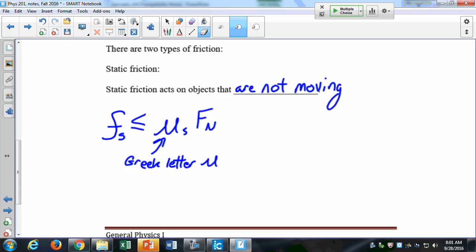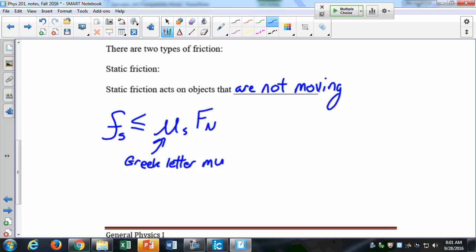Mu. It looks like an M, but it's not an M. It's like a U that has a little tail on the left. So it's like a U here, and then it has a little tail. If you want to draw an M, that's fine, but that might confuse you with math. But this is the Greek letter mu.